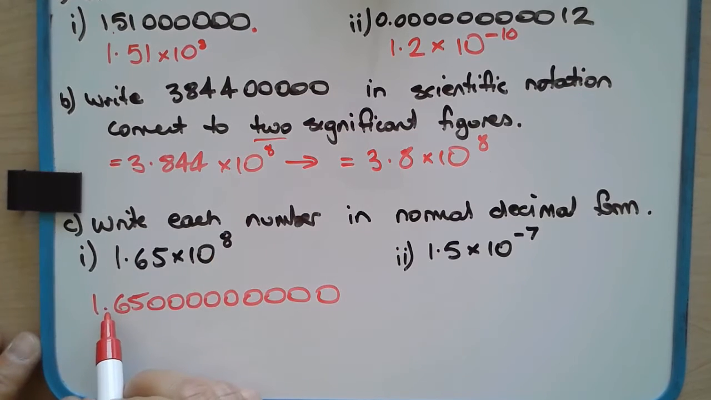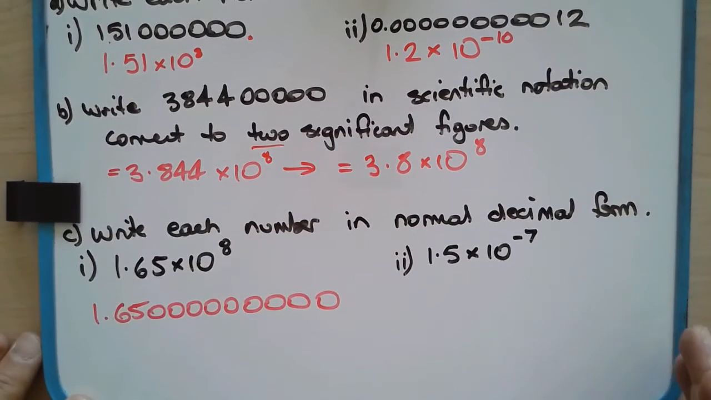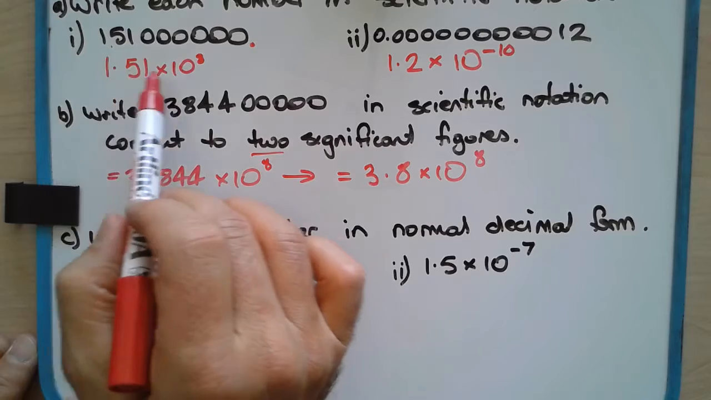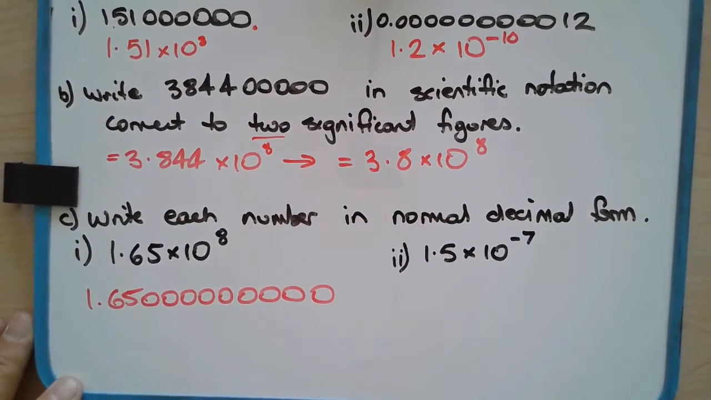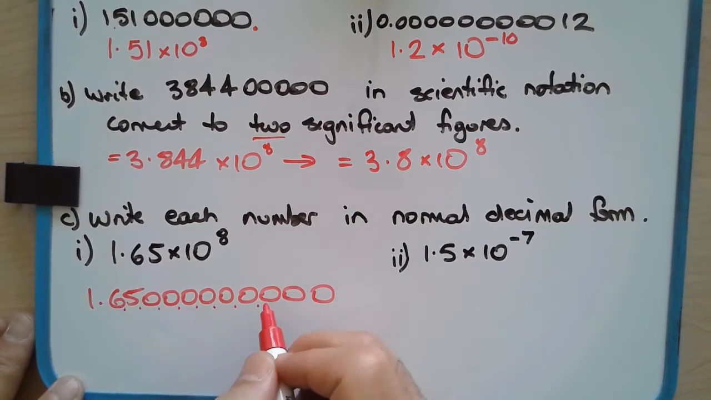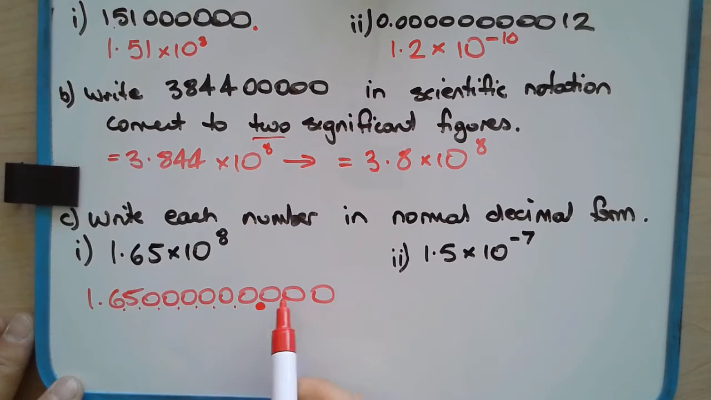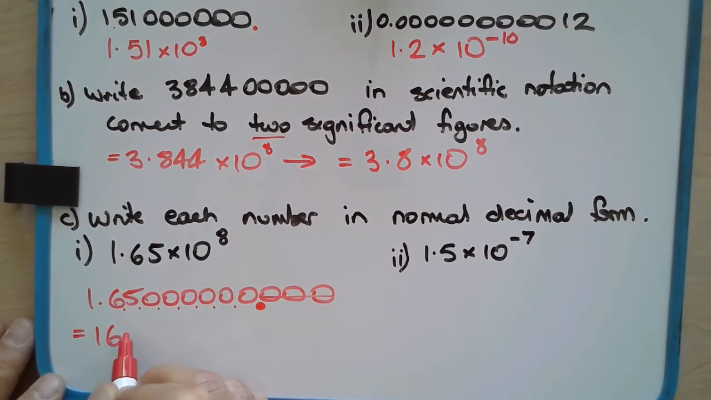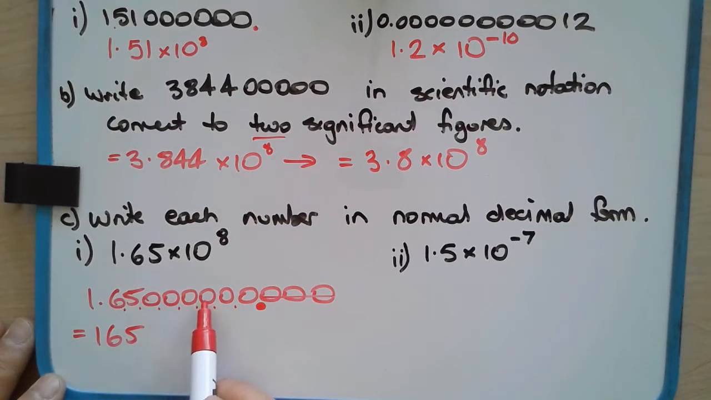Then we're going to move the decimal point to the right-hand side. We're going to move it 8 places. So we're going to basically undo part A here, the opposite of part A. 1, 2, 3, 4, 5, 6, 7, 8. These zeros are not needed. So the number would be 1, 6, 5, and 1, 2, 3, 4, 5, 6 zeros.